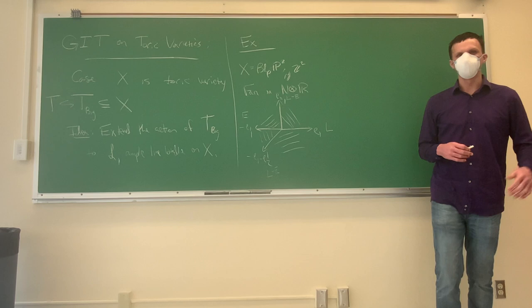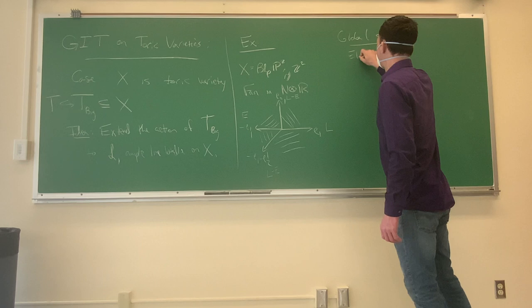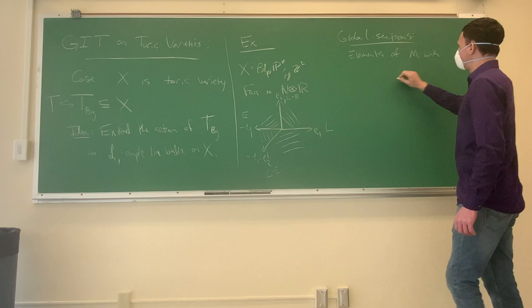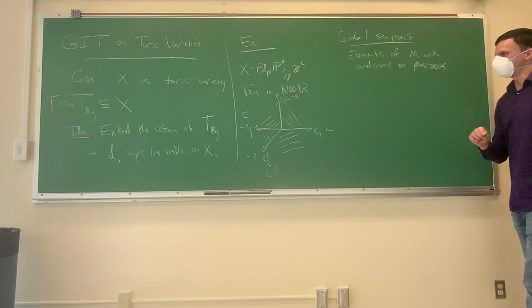So global sections. So these are elements of M with conditions on poles and zeros. Well, those conditions are exactly given by these numbers here.